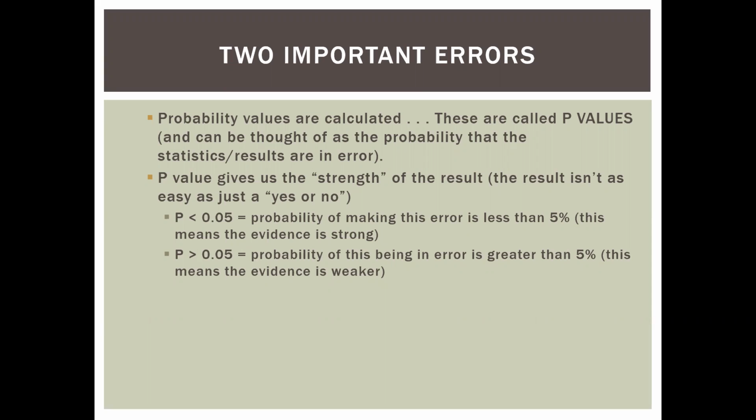So a p-value less than 0.05 is good. It means there's a 95% reliable evidence, so highly supported evidence for whatever conclusion the study is coming to. Okay, and then greater than 0.05 is not good. So a p-value greater than 0.05 is not good. It means that the evidence is weak.